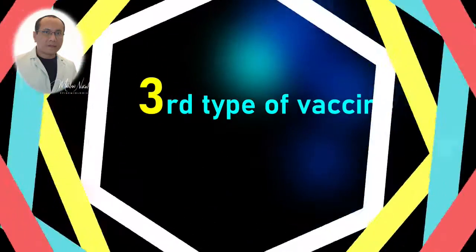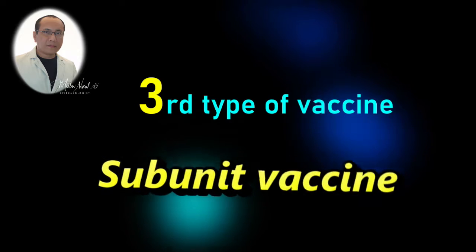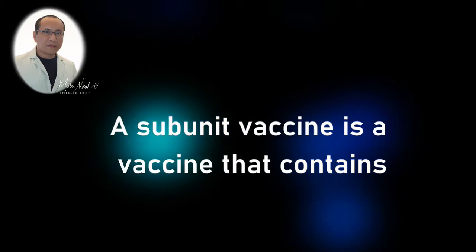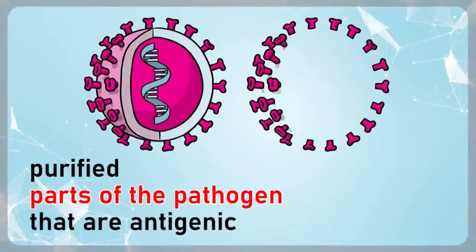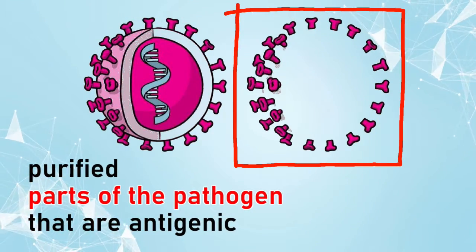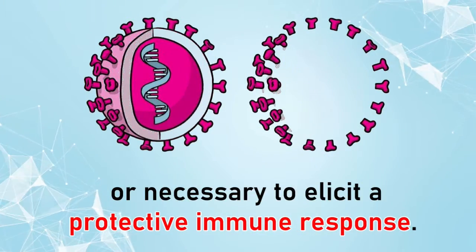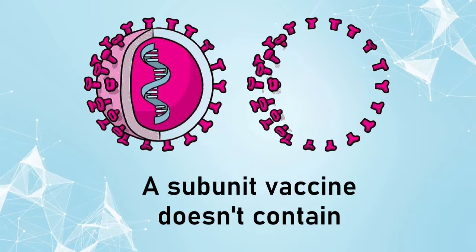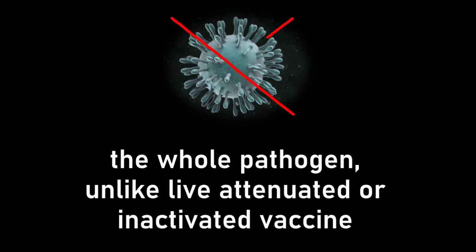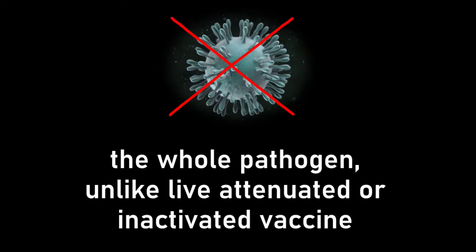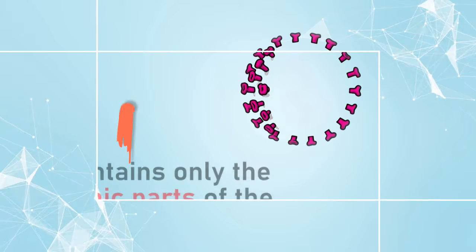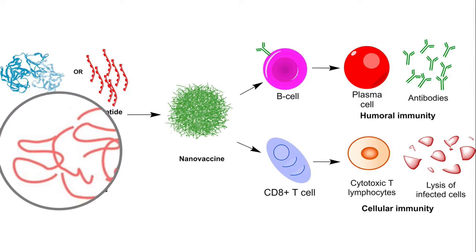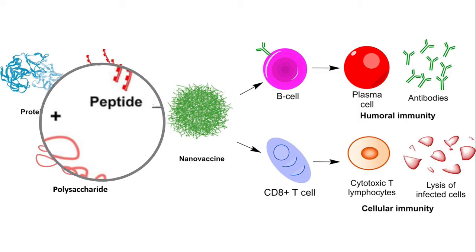The third type of vaccine is the subunit vaccine. A subunit vaccine is a vaccine that contains purified parts of the pathogen that are antigenic or necessary to elicit a protective immune response. A subunit vaccine doesn't contain the whole pathogen, unlike live attenuated or inactivated vaccine, but contains only the antigenic parts of the pathogen, such as proteins, polysaccharides, or peptides.